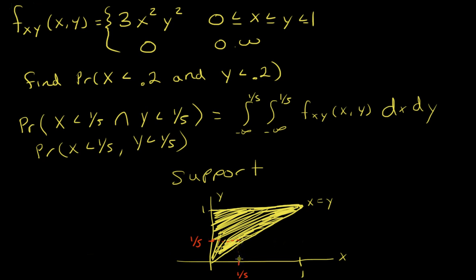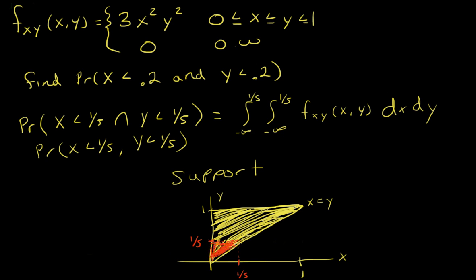If I were to just do 0, a lot of students will say, okay, x is from 0 to 1/5, y is from 0 to 1/5. The problem is that creates this square here. You see the square? That's not what we want, really. We want this triangle.